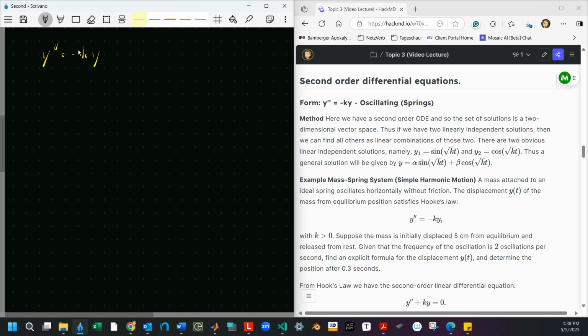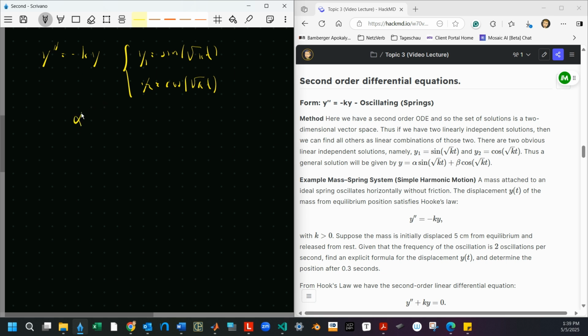It's easy to see a couple of solutions here. One easy solution is y1 equals sine square root of kt, and then y2 equals cosine square root of kt. That's because when you take the derivative of sine twice, you get back to sine, but with a minus sign. The square root of k comes out twice, so it becomes k. That's pretty clear, and it's the same thing with cosine. They're kind of similar like that.